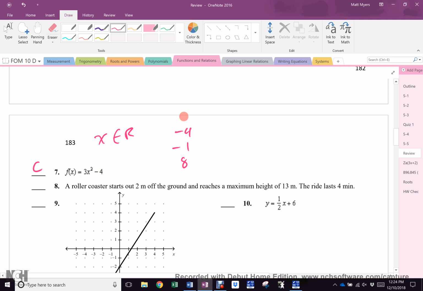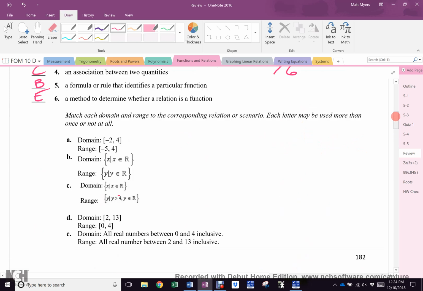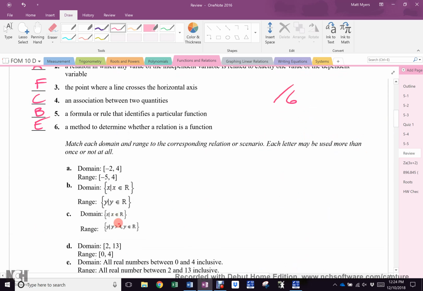Go the other way. -1 squared is +1, times 3, minus 4 is -1. Then it's going to be +8. It looks like this, because it's got a square. So the lowest y value possible is -4. And then it goes up from there. So y has to be greater than or equal to -4. That is why this should have had a negative.